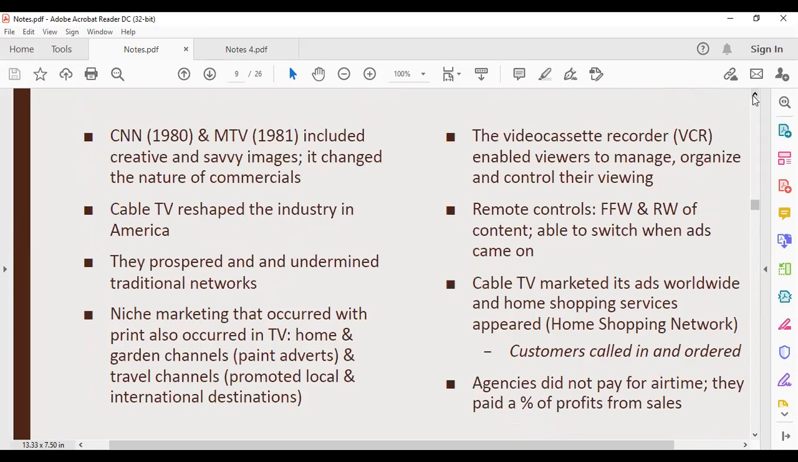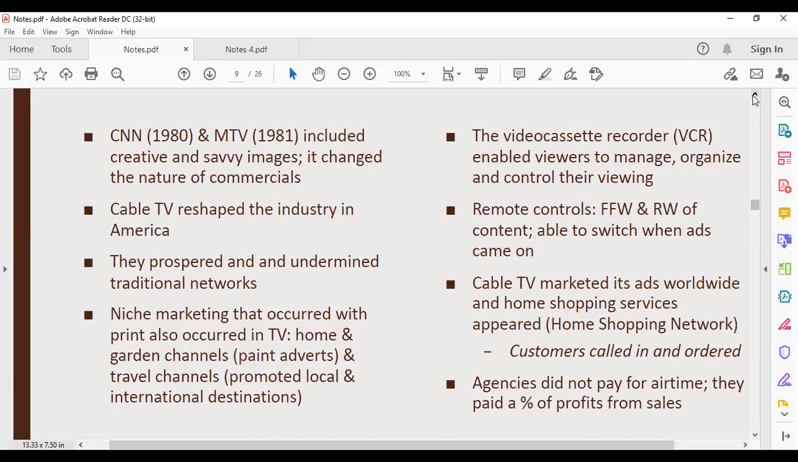Then in 1980 and 1981, we had CNN and MTV, and cable TV reshaped the industry within that period. They prospered and undermined traditional networks. Then we have niche marketing that occurred with print and also occurred in television: home and garden channels, paint adverts, and travel channels promoted local and international destinations. The video cassette recorder, VCR, enabled viewers to manage, organize, and control their viewing.